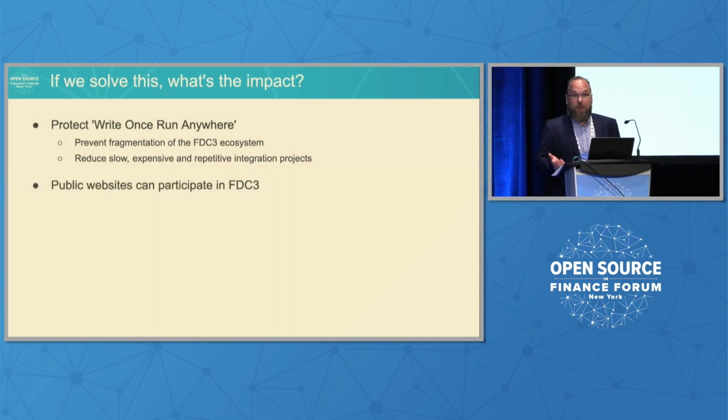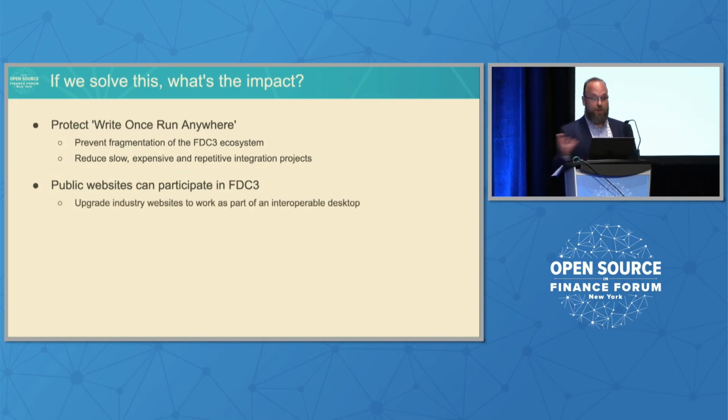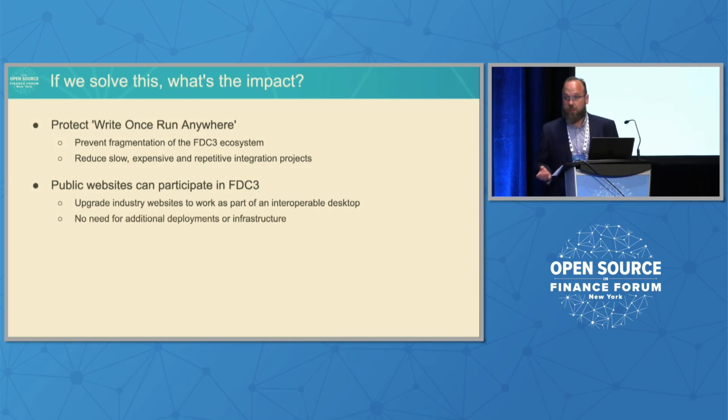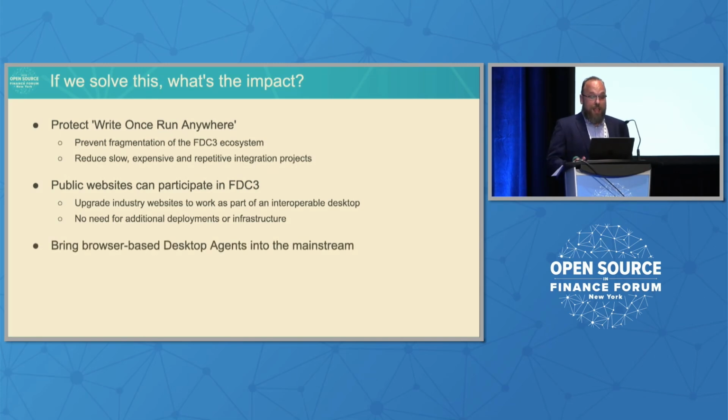Make it easier for public websites to participate in FDC3. They don't have to be developed to work in a desktop agent. We can just add code into Yahoo Finance or other similar applications to make them work inside a desktop agent and share context with other things. There's no need for additional deployments or infrastructure in order to do that. You just simply put a bit of extra code in the web page. And that will help bring browser-based desktop agents into the mainstream.